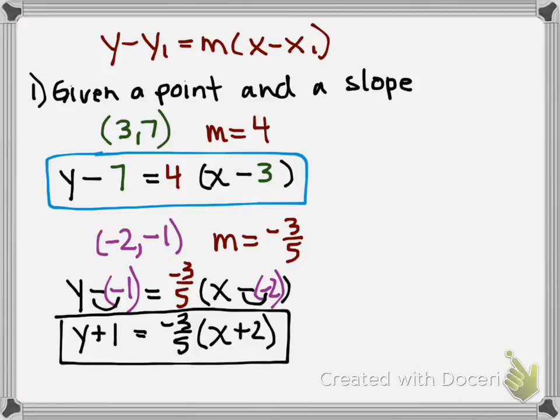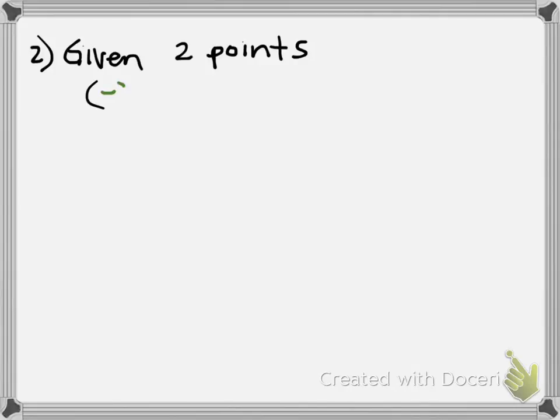Now, the second way is, what if they only give you 2 points? So let's go to given 2 points. And they want me to write this equation in point slope form, okay? So let's say we've got the points, I'm going to color these, -3, 2, and 4, -1. Okay, so what is this form called again?